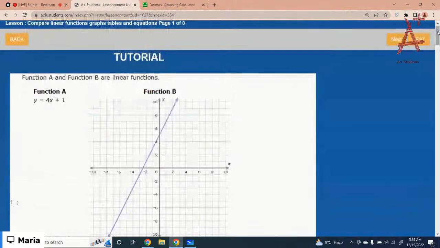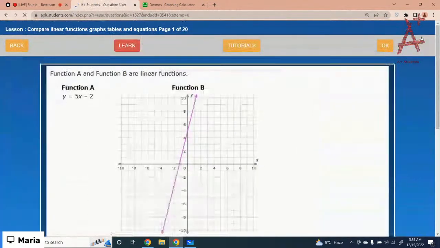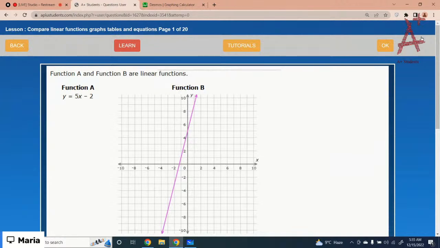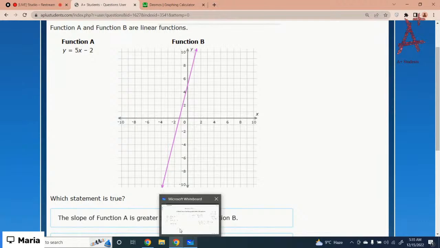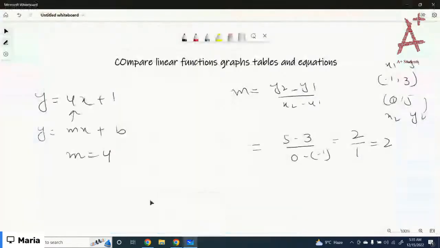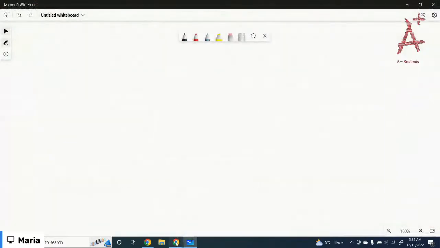Basically, you are comparing two linear functions, the function equation and the function graph. Got it? Okay. Function A and function B are linear functions. Function A is y equals 5x minus 2, so the slope of function A is 5. I'm pretty sure the slope of function A is greater than function B. Let's just find it. The equation is y equals 5x minus 2.